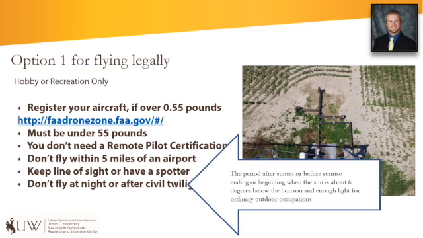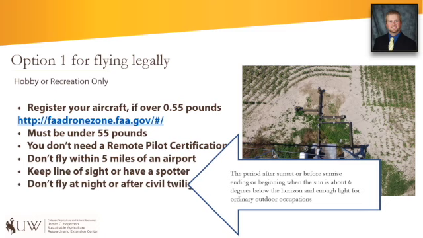That is described as a period after sunset or before sunrise, ending or beginning when the sun is about 6 degrees below the horizon and enough light for ordinary outdoor occupations. So if you know what 6 degrees below the horizon looks like, maybe don't fly. Think about typical hunting light, roughly the same time period.